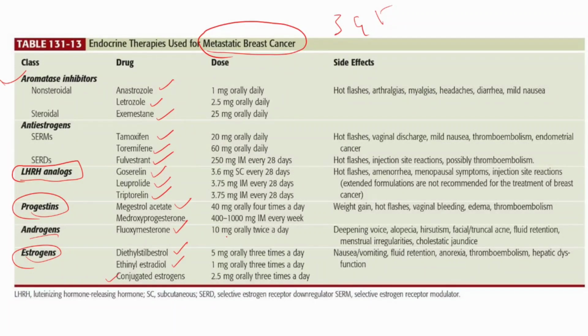All these drugs have different doses, and they have adverse effects like hot flushes. As I already told you, hot flushes, arthralgia, myalgia, headache, mild nausea, and vaginal discharge can be seen. Thromboembolism can be seen with anti-estrogens, and endometrial cancer because they increase endometrial proliferation. Weight gain, hot flushes, vaginal bleeding, and edema are seen with progestins. All these drugs will cause these side effects. So these are some endocrine strategies, drugs used for breast cancer.